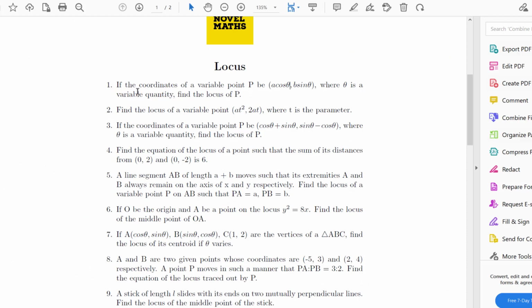First question: if the coordinates of a variable point P are a cos theta, b sin theta, where theta is a variable, find the locus of P.